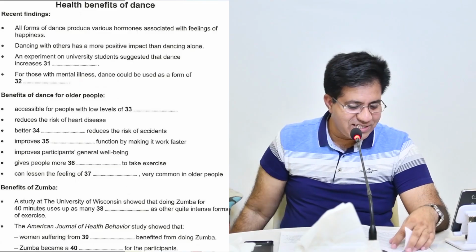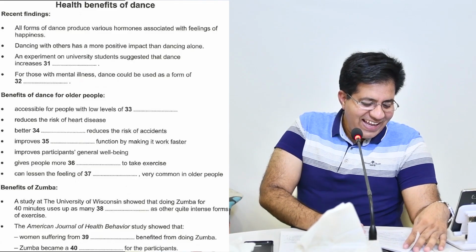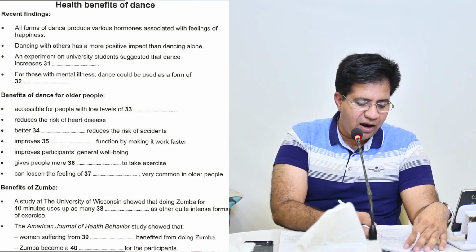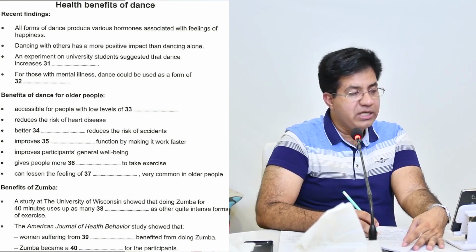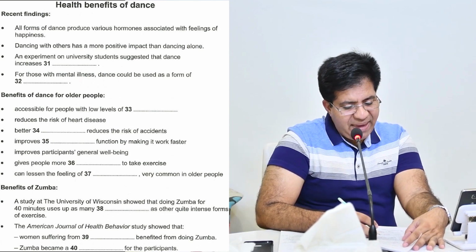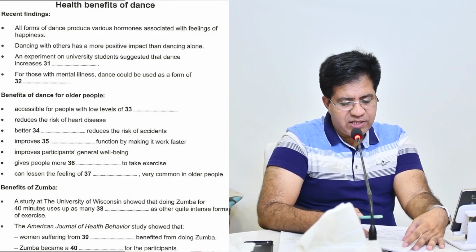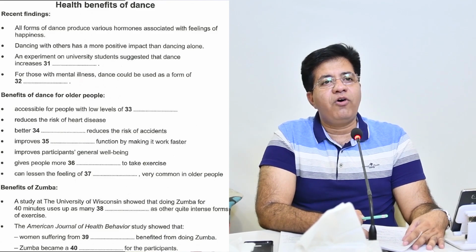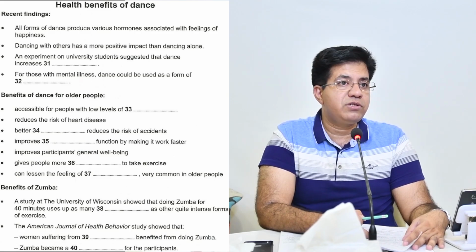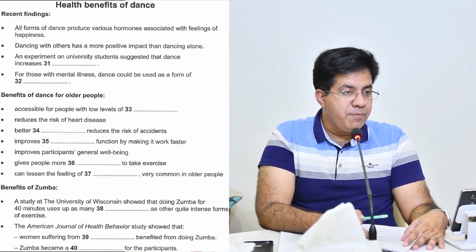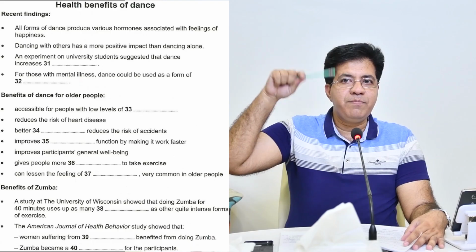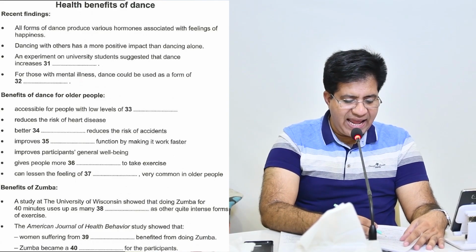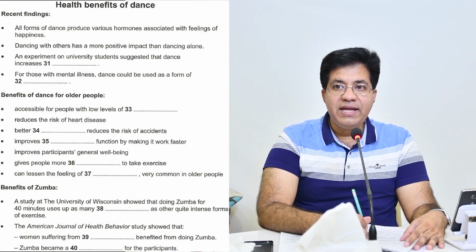Exactly, active voice and passive voice. Okay, let's go on. Reduces the risk of heart disease, so just underline heart disease. Now, please listen carefully. Question number 34. Better dash reduces the risk of accidents. For the most part, I have seen for better, they use the word improved. Better, improved. For example, better health, improved health. Better and improved. So just see better dash reduces the risk of accidents.